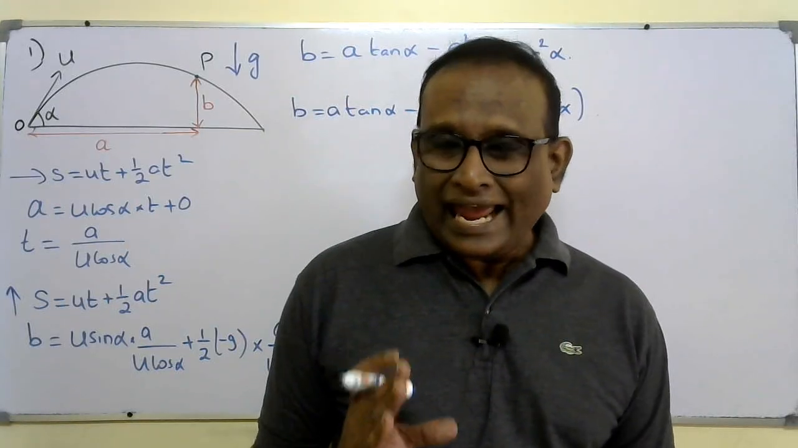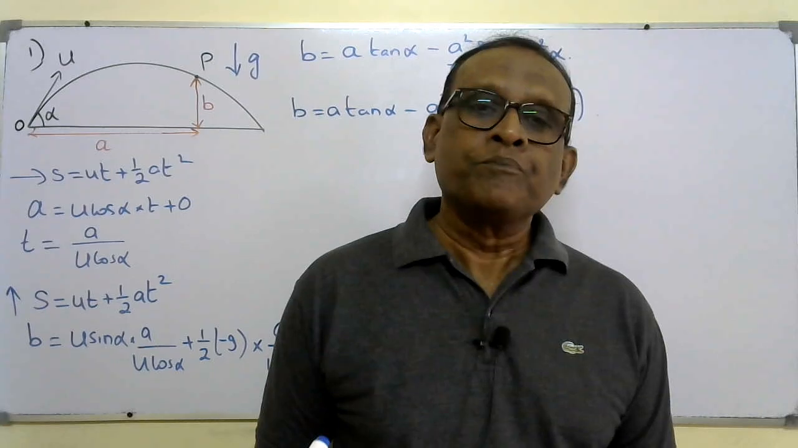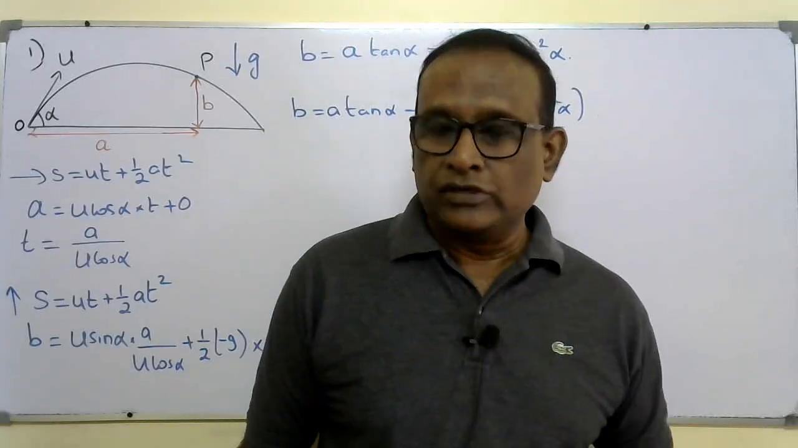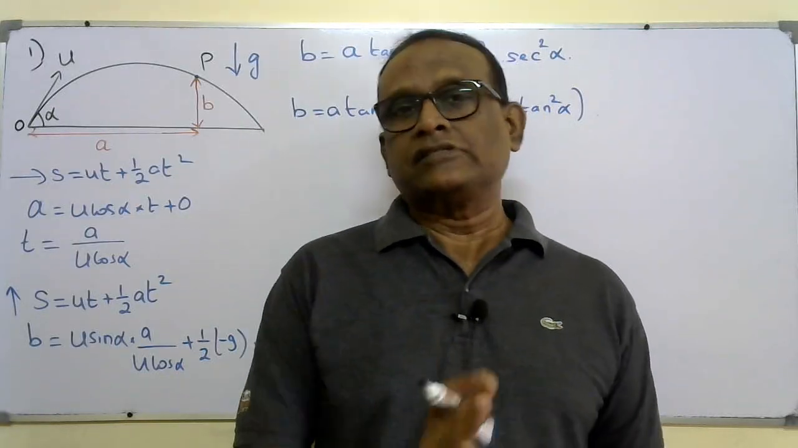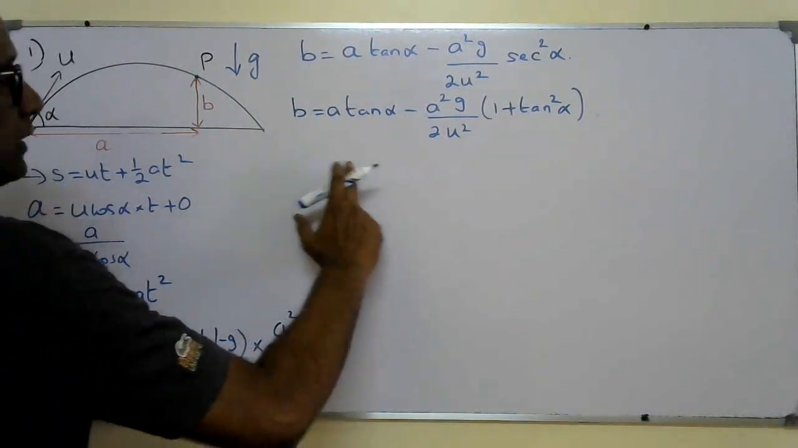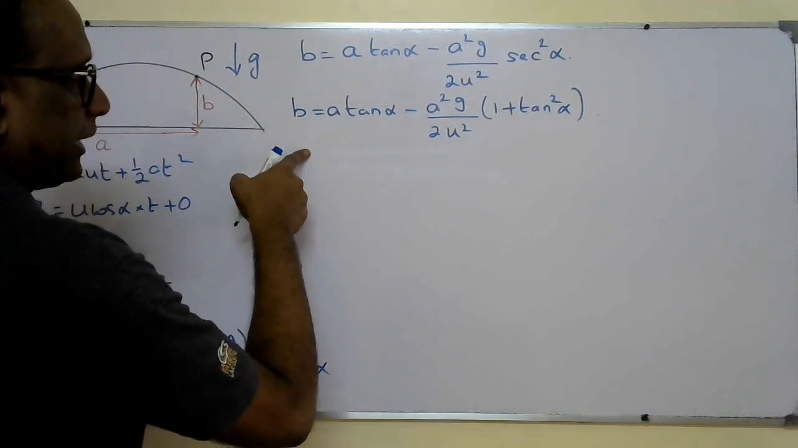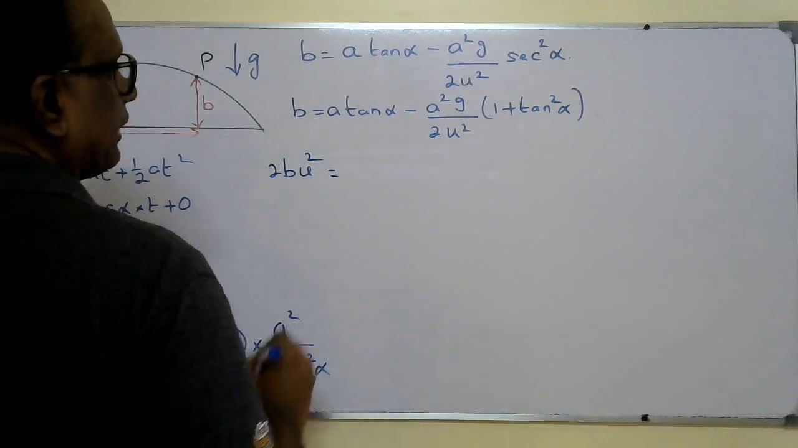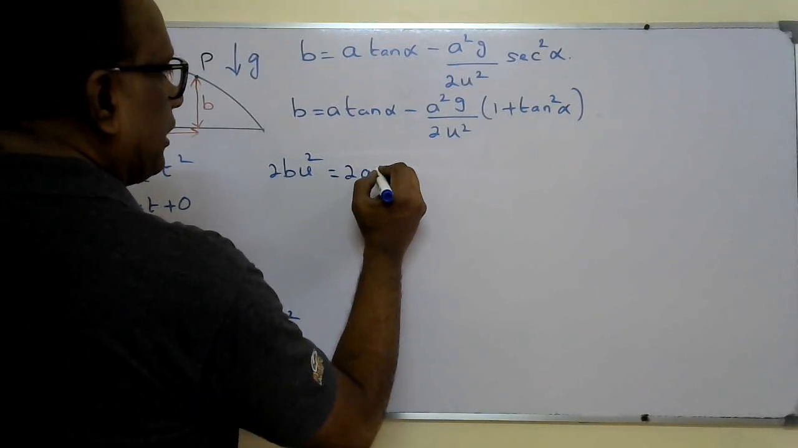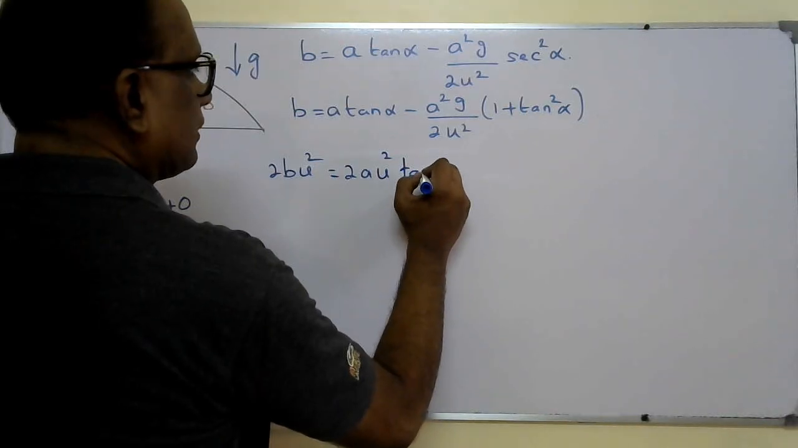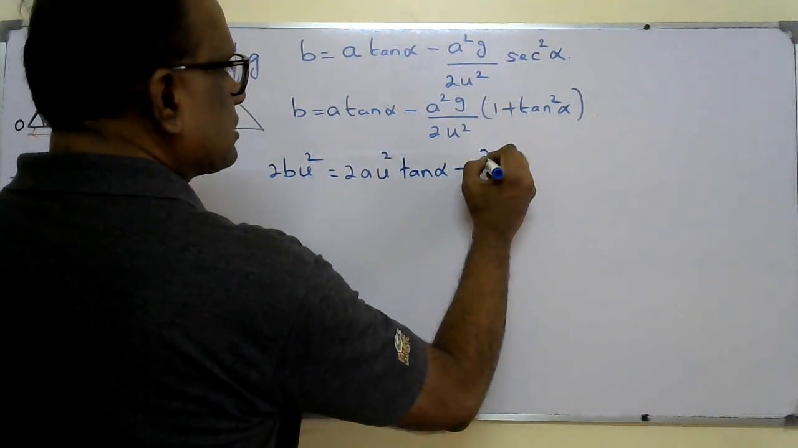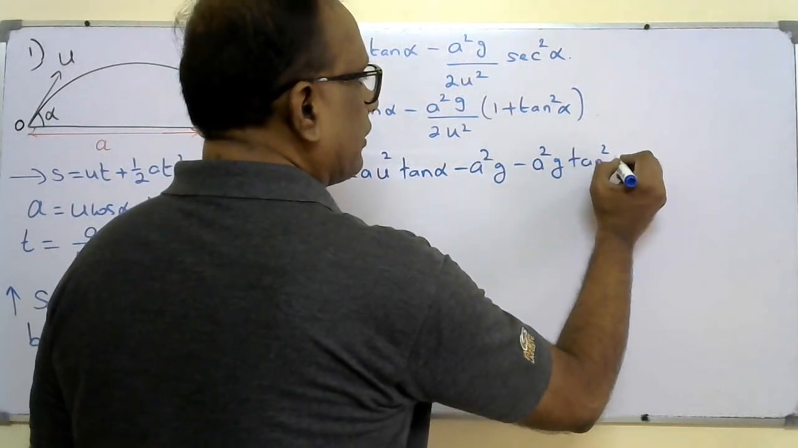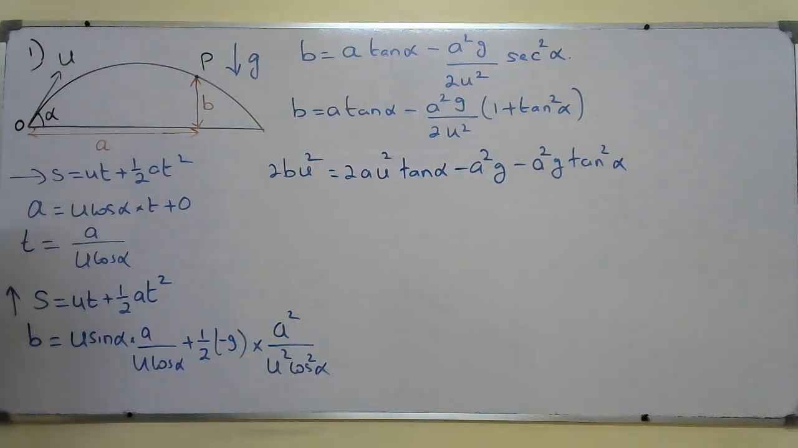If there are two angles of projection, two angles of elevation initially, alpha 1 and alpha 2, the roots of this quadratic equation will be tan alpha 1 and tan alpha 2. That's what I'm going to take now. We'll solve it further. I can multiply the whole equation by 2u squared, so 2bu squared equals 2a u squared tan alpha minus a squared g minus a squared g tan squared alpha. We'll rearrange it in proper quadratic equation format.